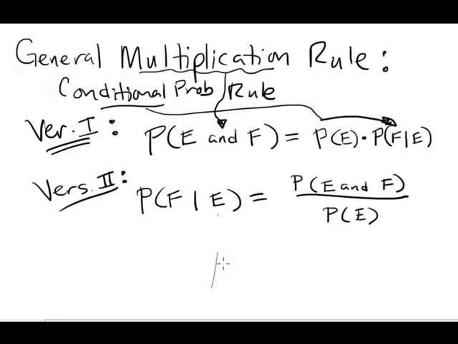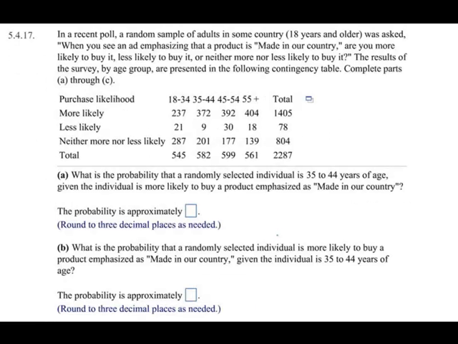Now, let me show you how this works here. Going back to my problem, the first question is, this is part A: what is the probability that a randomly selected individual is 35 to 44 years of age? That's what we're looking for. 35 to 44 years of age, given that the individual is more likely, that's a key word right there, more likely, to buy a product emphasized as made in our country.